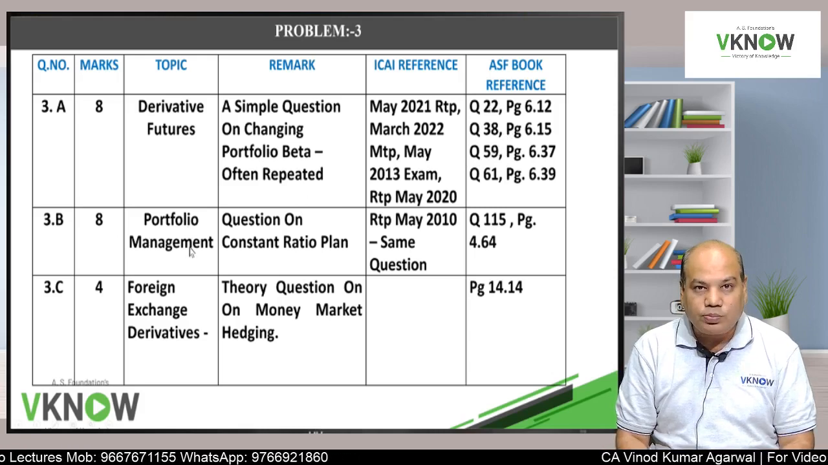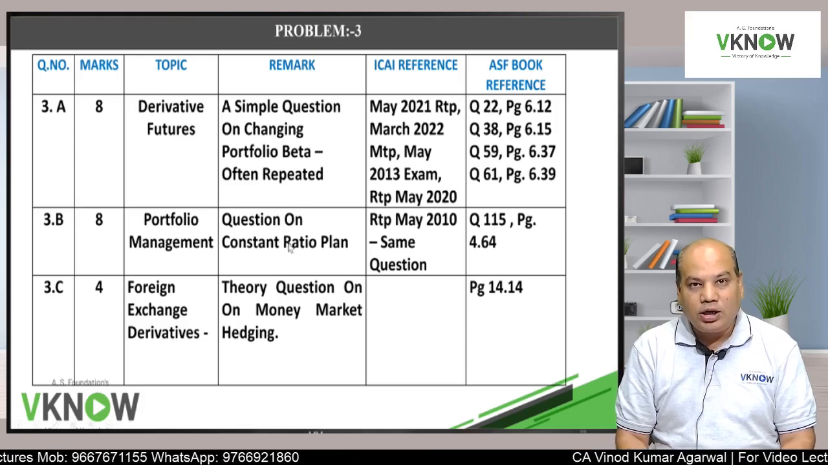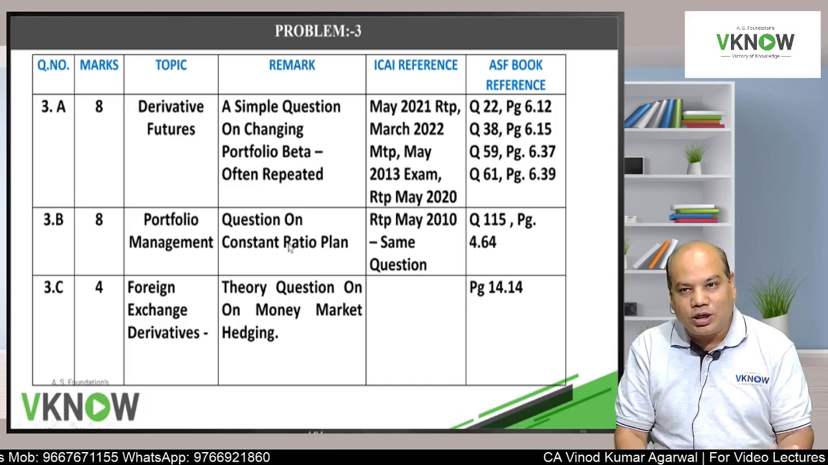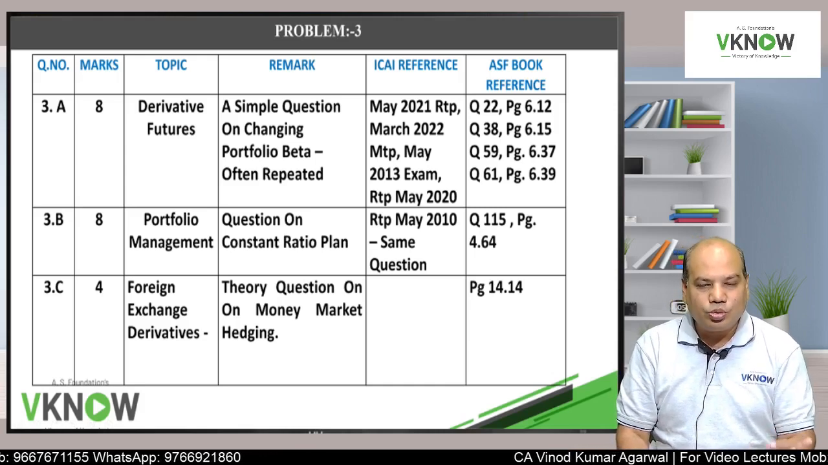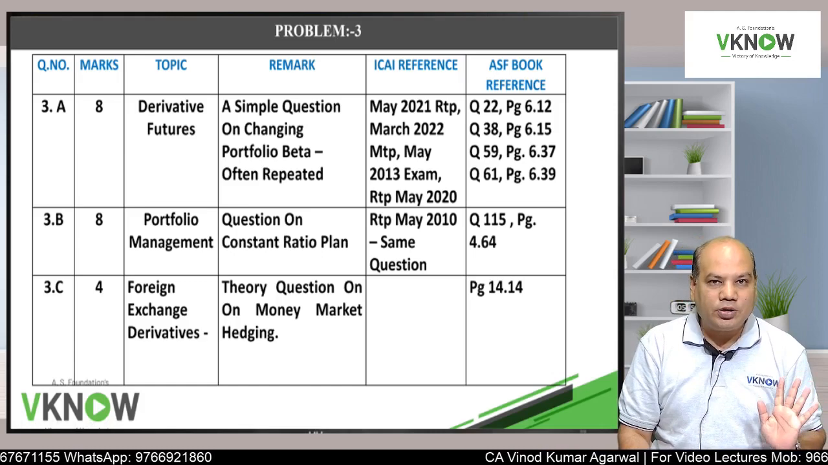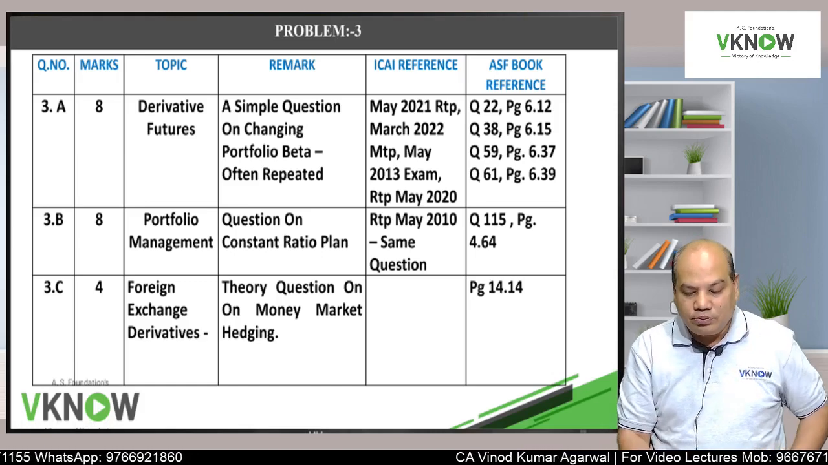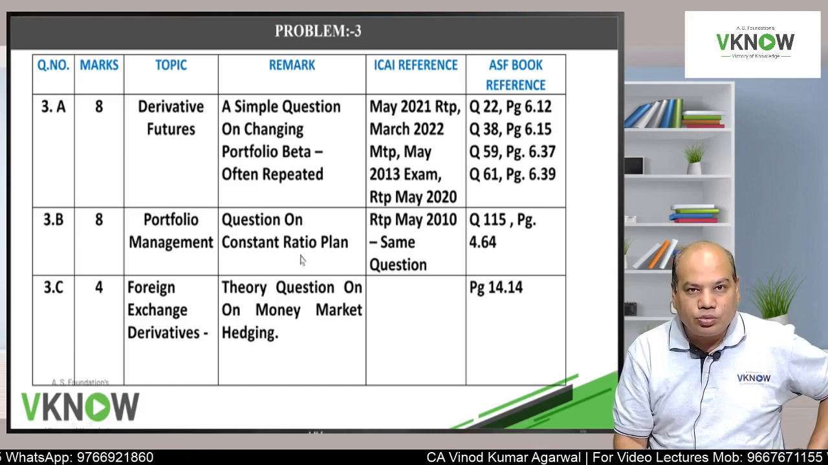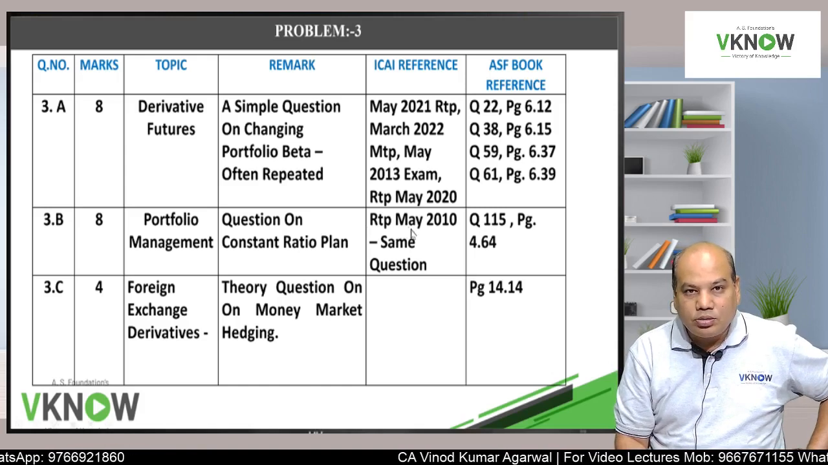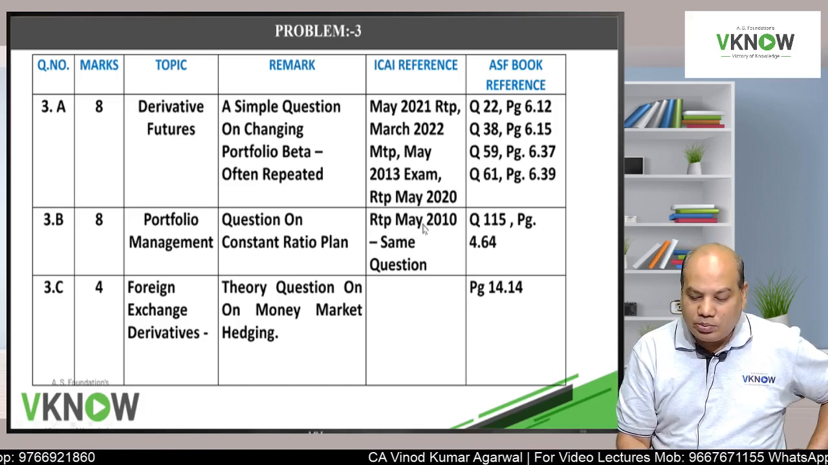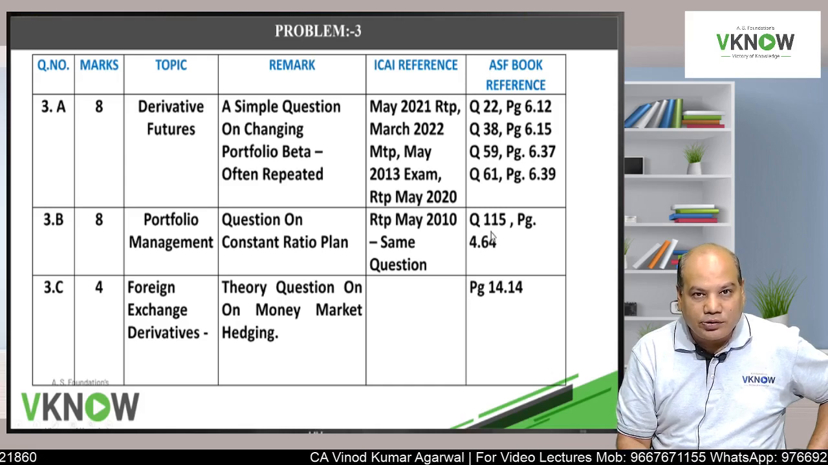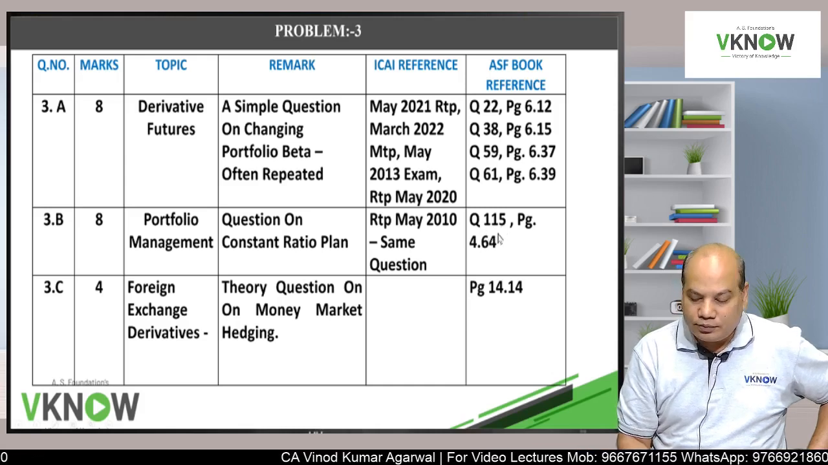3B, 8 marks on portfolio management, and the same to same question, 100% same question, only figures were different. The whole question was the same, based on constant ratio plan, which was asked in RTP May 2010, and we have covered the same question in the class, question 115, page number 4.64.